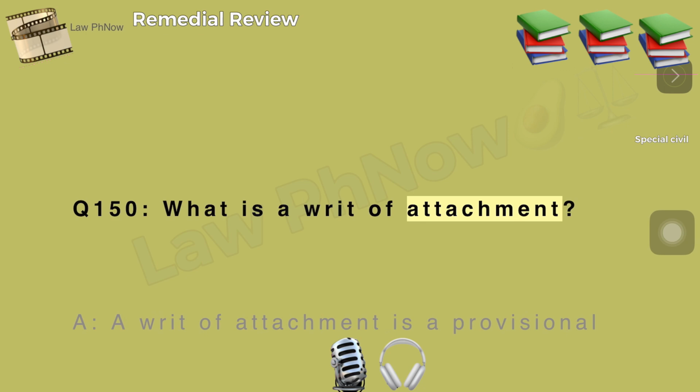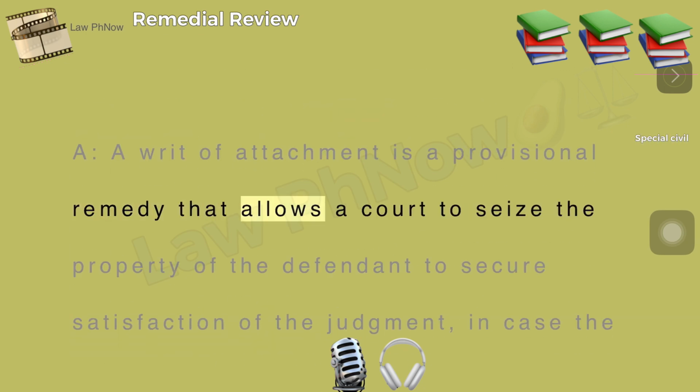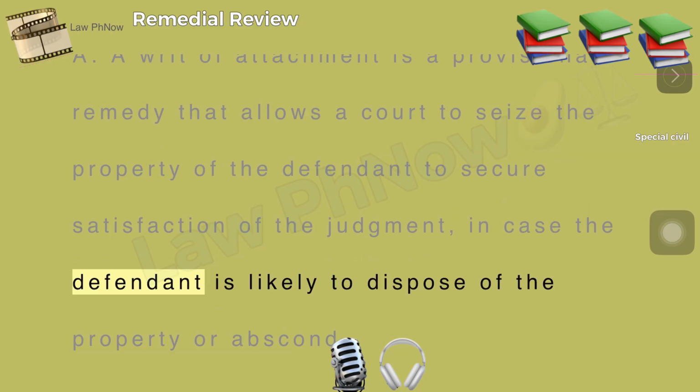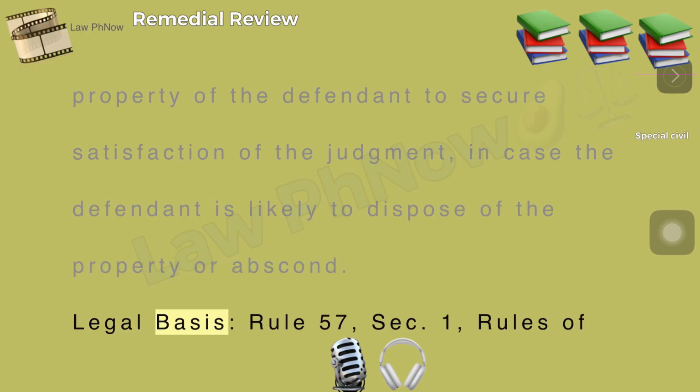Q150. What is a writ of attachment? A. A writ of attachment is a provisional remedy that allows a court to seize the property of the defendant to secure satisfaction of the judgment, in case the defendant is likely to dispose of the property or abscond. Legal basis, Rule 57, Section 1, Rules of Court.